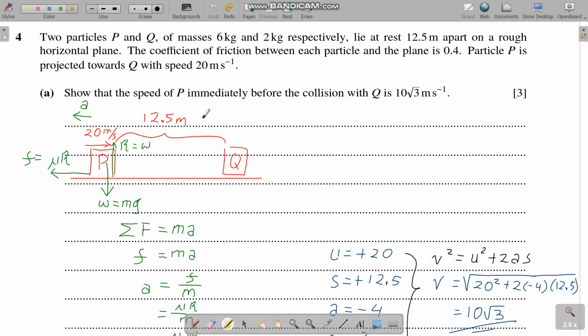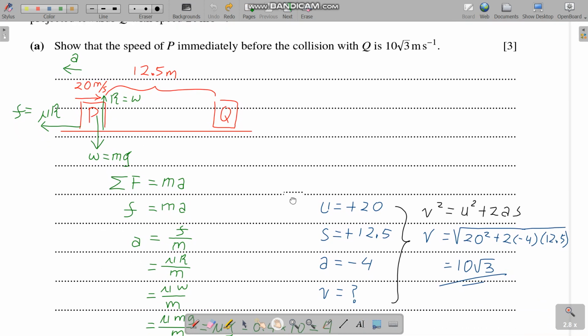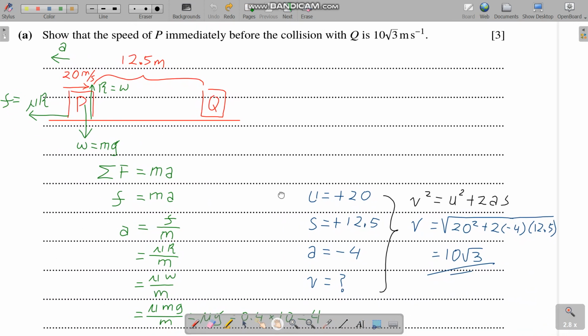Okay, before the collision. Because the surface is rough, we have friction. This means this 20 meters per second will be smaller. It will be decelerated, so it will be slower right before it collides with Q. The speed of P must be somewhat smaller than 20. To find that speed, we need to find the acceleration.